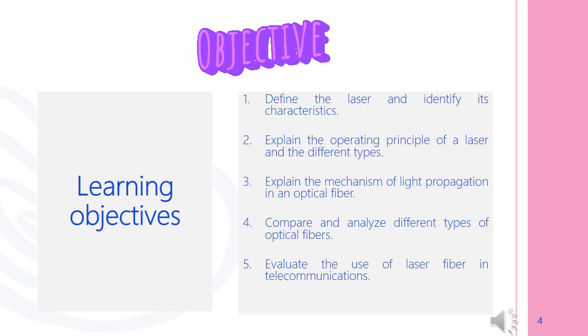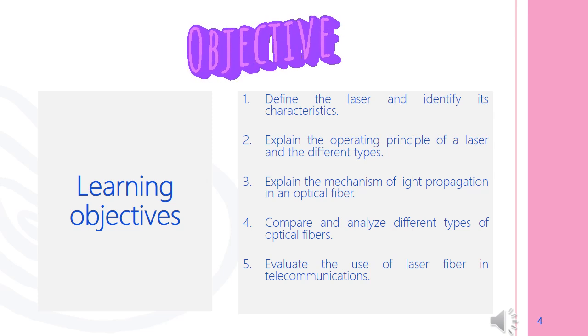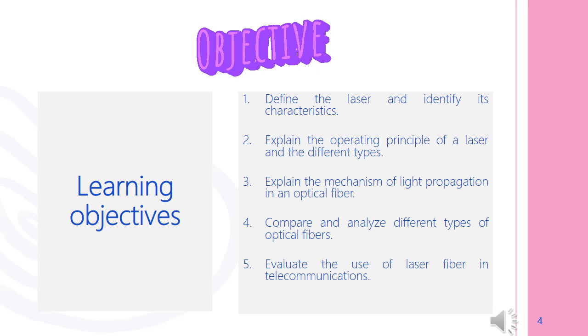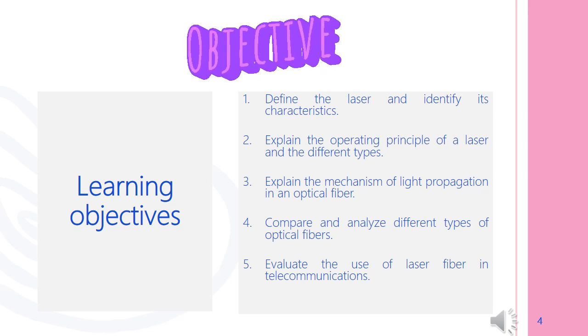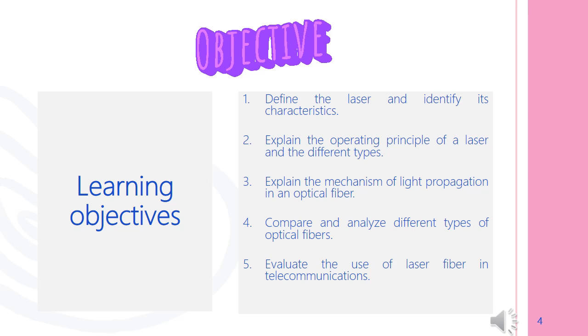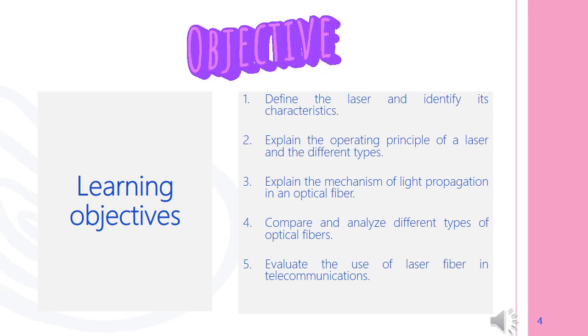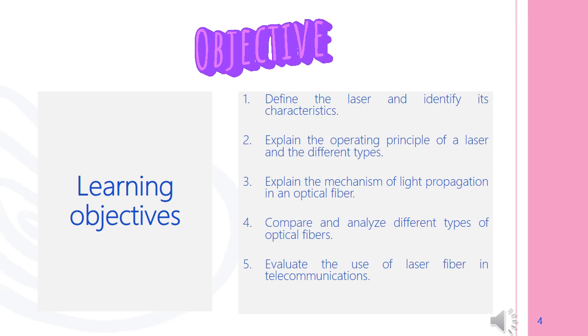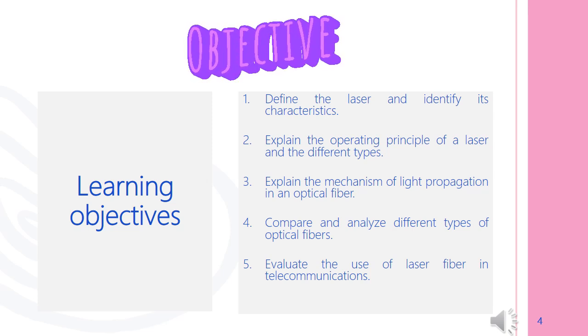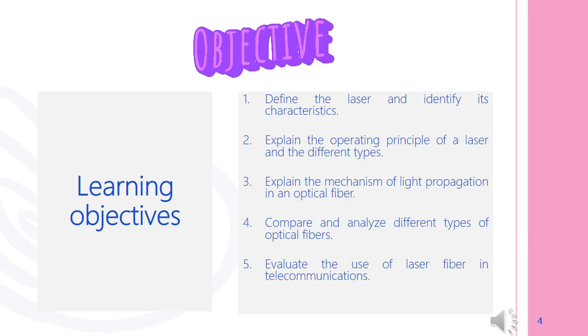The specific objectives that students should achieve by the end of this course are: define the laser and identify its characteristics, explain the operation principle of the laser and the different types, explain the light propagation mechanism in an optical fiber, compare the different types of optical fiber, and evaluate the use of the laser and fiber in the communication field.